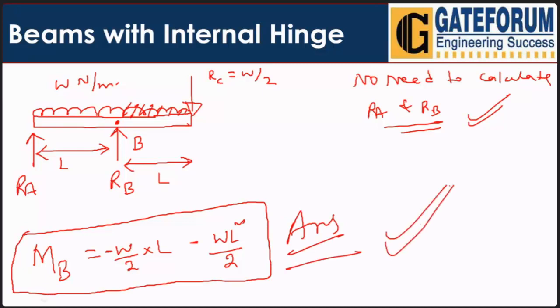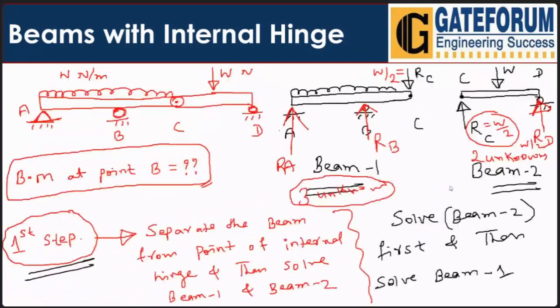This will be our answer here. So what is the first step first of all? The first step is to separate the beam from the point of the internal hinge and then solve beam 1 as well as beam 2.